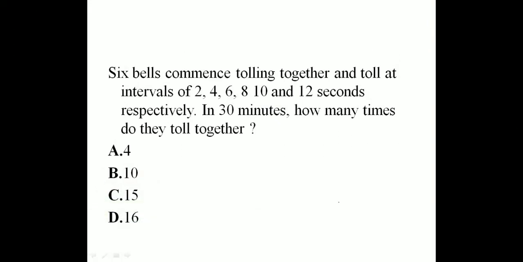Okay, next question. This is a normally asked kind of question. 6 bells commence tolling together and toll at intervals of 2, 4, 6, 8, 10 and 12 seconds respectively. In 30 minutes, how many times do they toll together? So 6 bells commence tolling together. Already they start ringing together, so one time all the bells rang together, right? It commences tolling together, which means all the bells have already rung once.